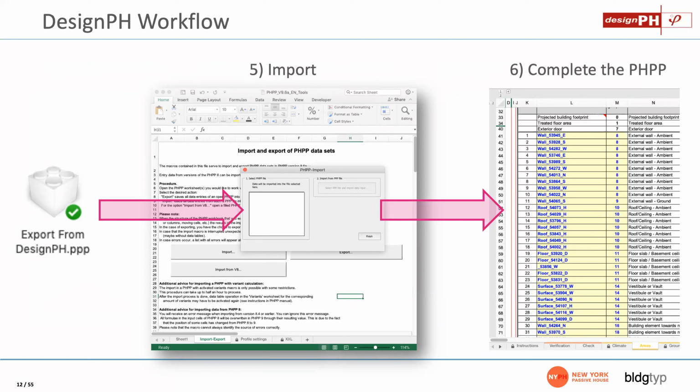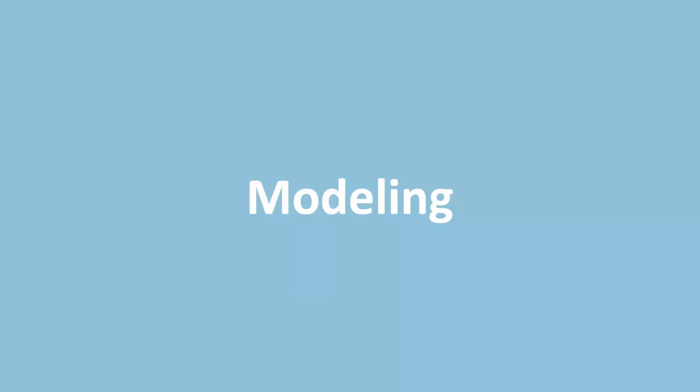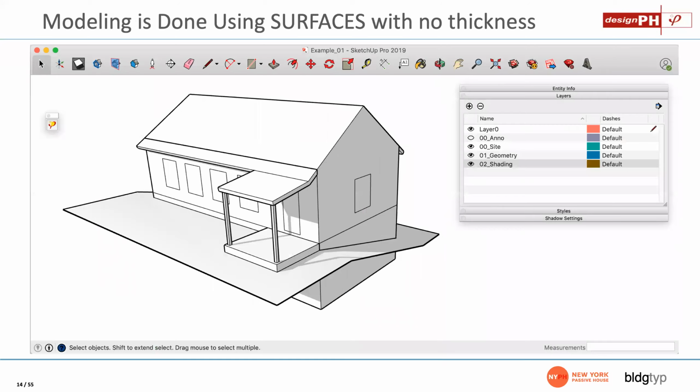So let's dwell a little bit on especially the first couple, and then we'll certainly touch on those last steps as well towards the end of this session. So let's start our discussion by talking about how we model with an eye towards our PHPP or DesignPH analysis. So modeling in the SketchUp environment. You're going to have to model a 3D model of your building. You have to do it in a very particular way. It has to be done with an eye towards the final energy model.